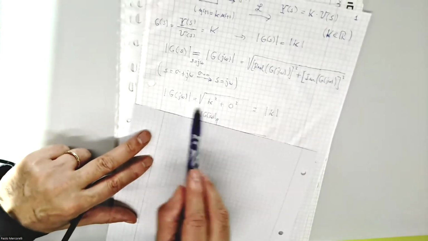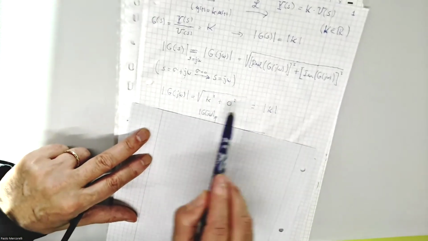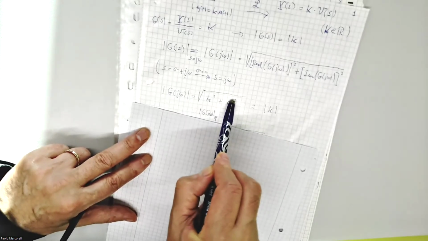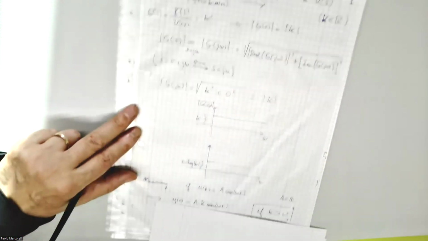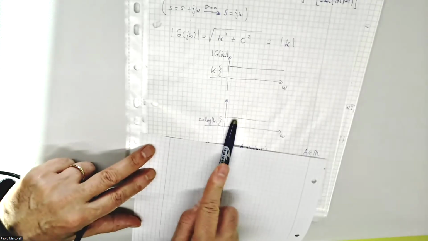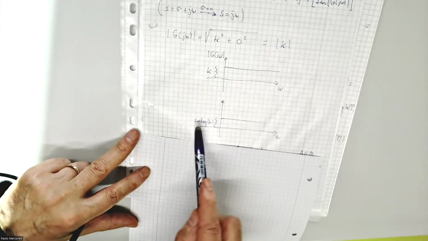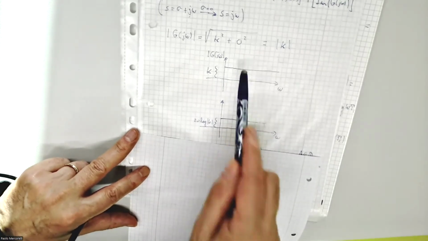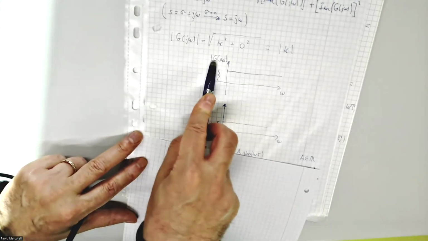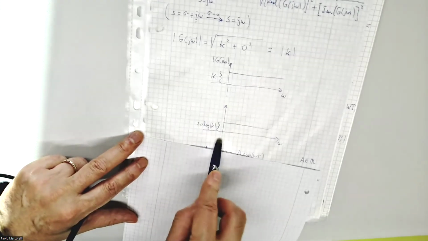Therefore, here the root of k squared plus 0 squared, because we don't have an imaginary part. And then we have seen everything. In the logarithmical case, we have something like that. k is the magnitude, and the logarithm of the magnitude is this one.